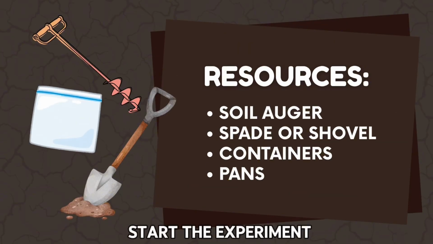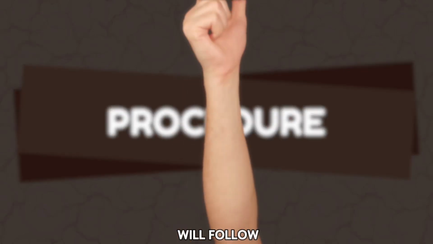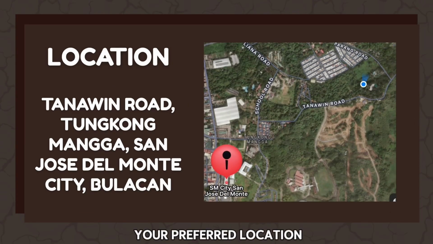To be able to start the experiment, you will be needing a soil auger if applicable, a spade or shovel to dig the soil, some containers to store the samples, and pans. These are the steps that you will follow. First, select your preferred location. Our selected location is at Tanawin Road, Tungkang, San Jose del Monte City, Bulacan.